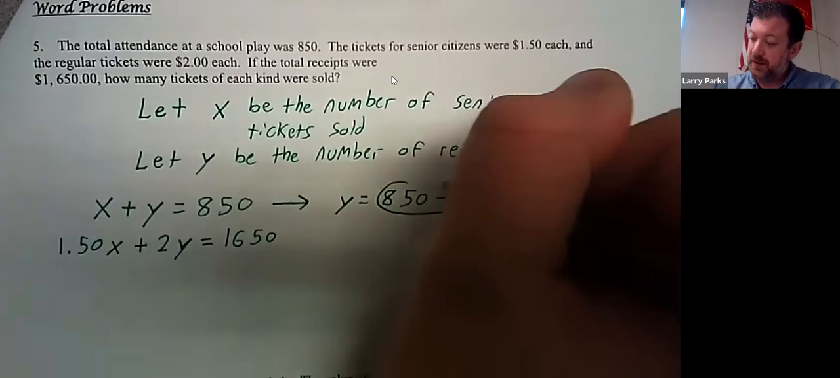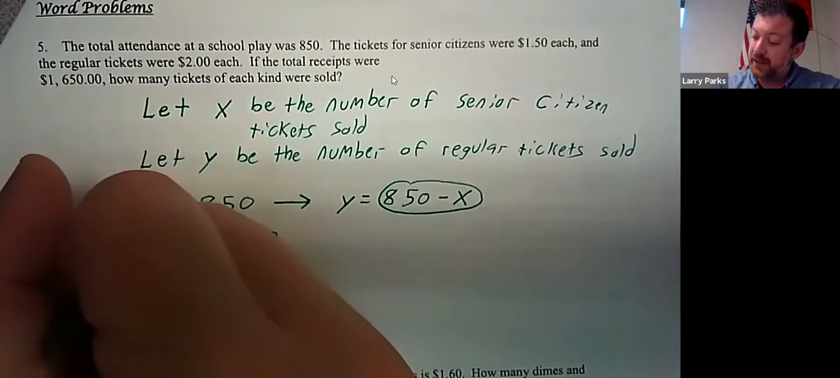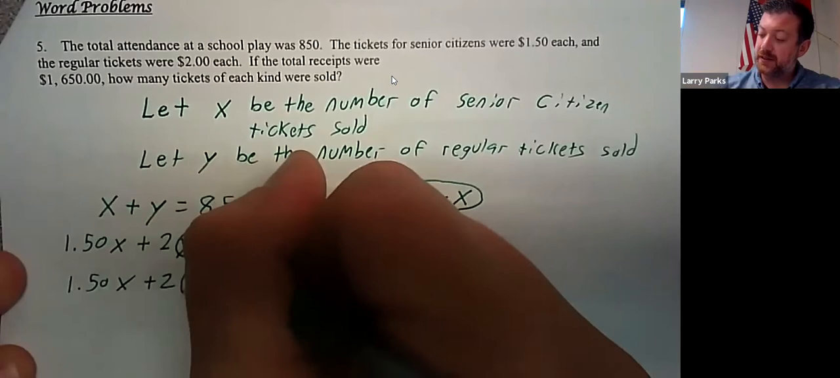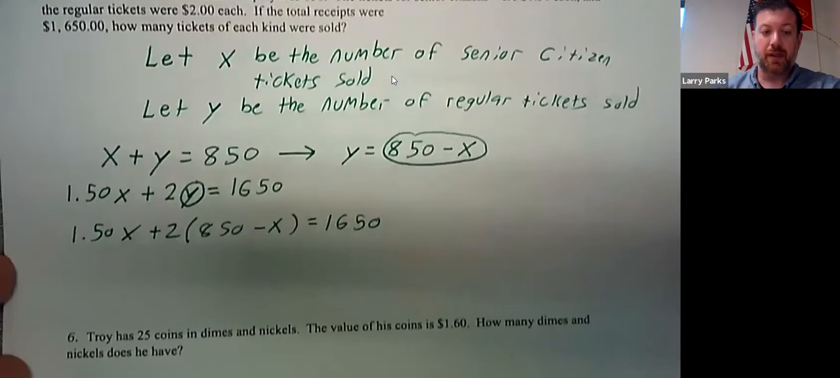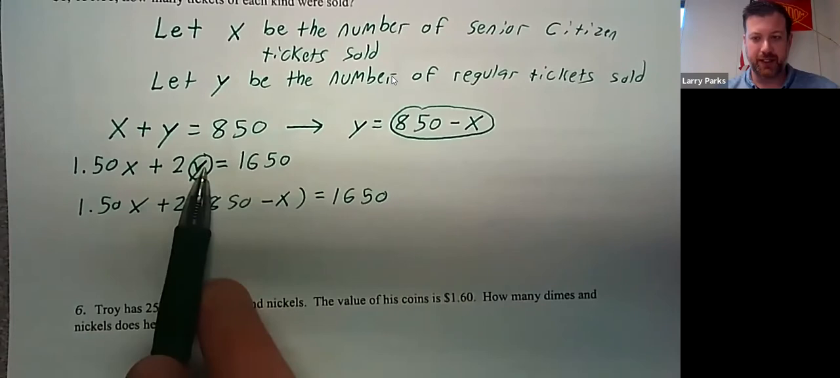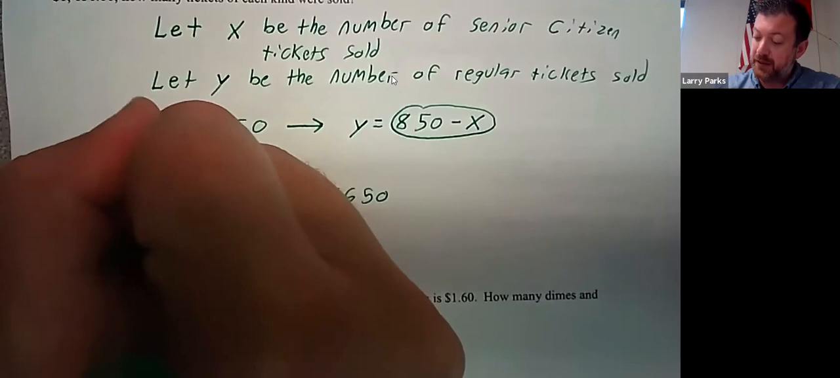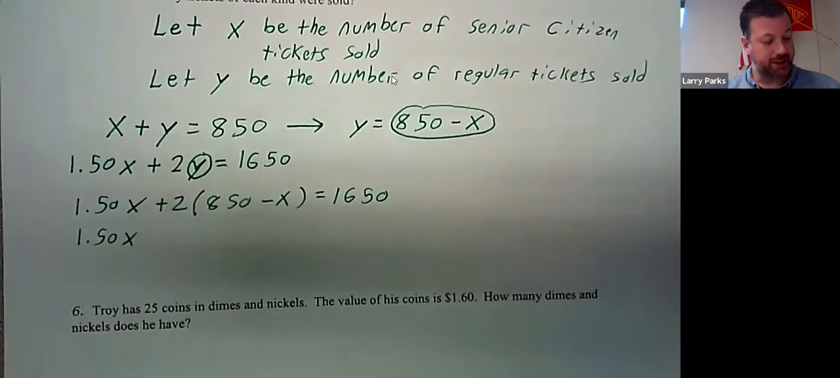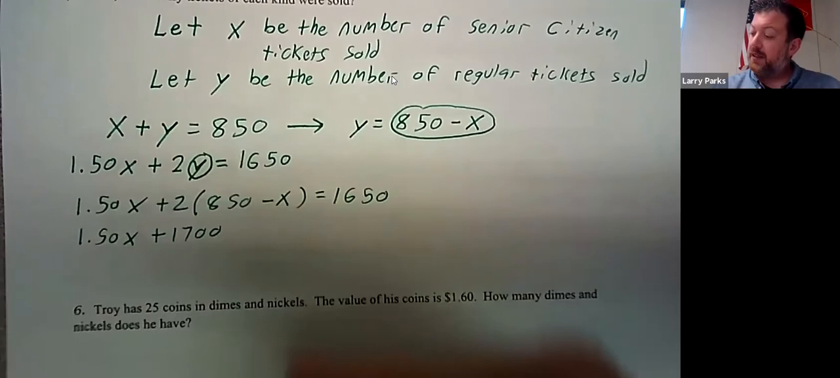And I get 1.50X plus 2 times (850 minus X). And then from there, that's review. Okay, so all I did was I solved this for Y, solved that for Y, and then substituted it in. I use substitution. So from there, I'll go through this part a little faster on purpose. 2 times 850 is what? 1700, my brain isn't on yet this morning. Yep. And then 2 times negative X is minus 2X.